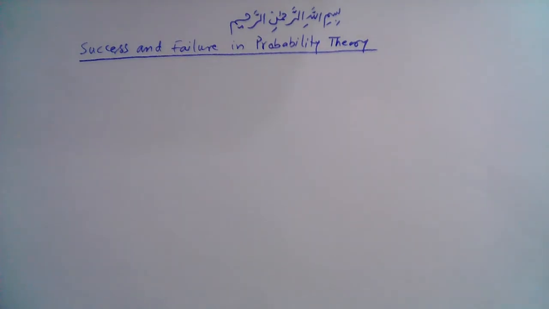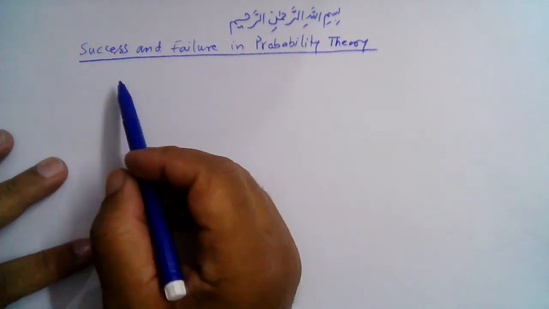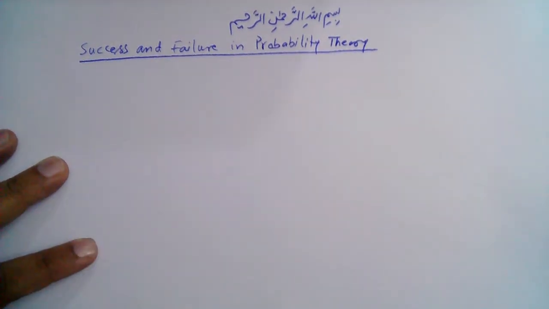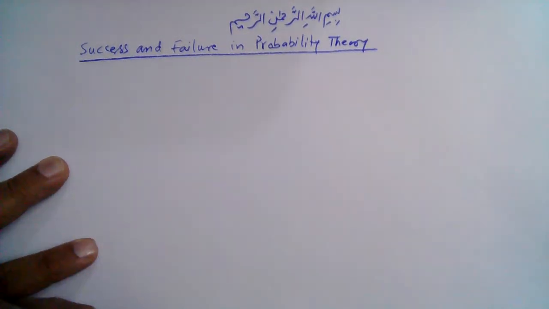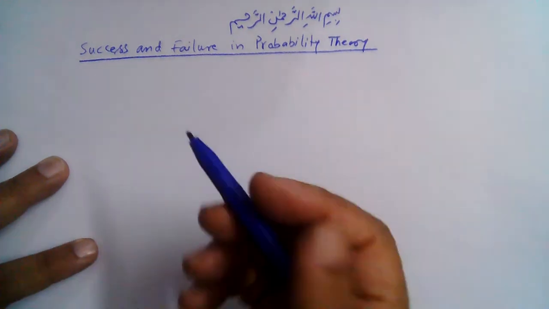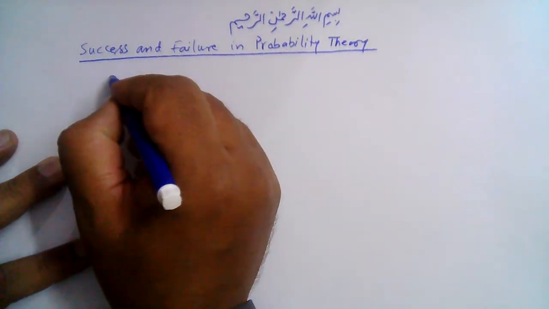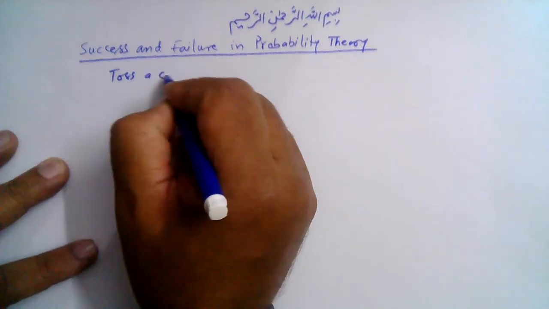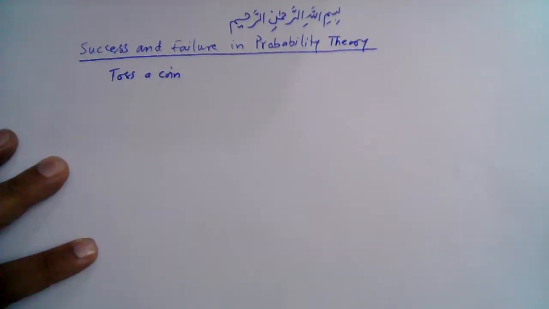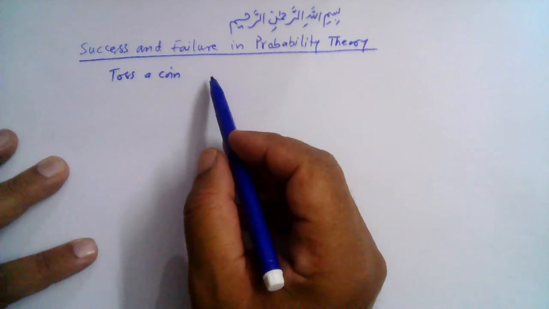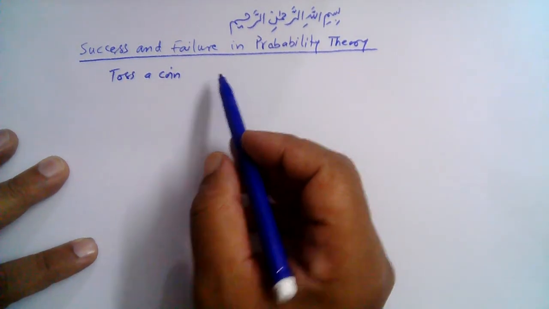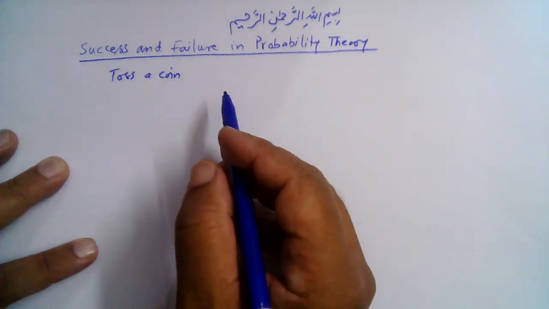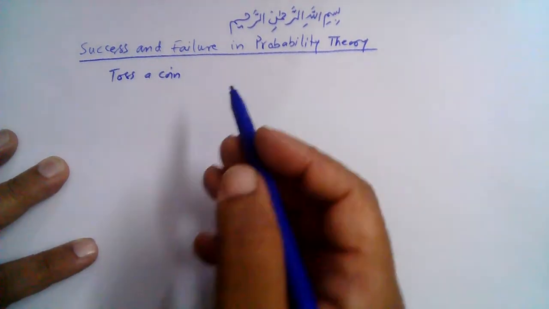Bismillahir Rahim. So we often talk of success and failure in probability theory, but the use of these terms success and failure is rather relative. For example, if we toss a coin, if we call a head, then the occurrence of head may be treated as a success, right? And the tail is a failure in this case. But if we call a tail and we want a tail, then tail is a success and the head is a failure.